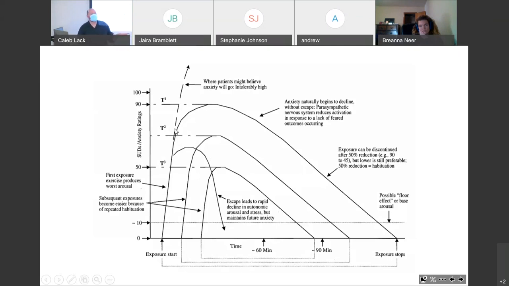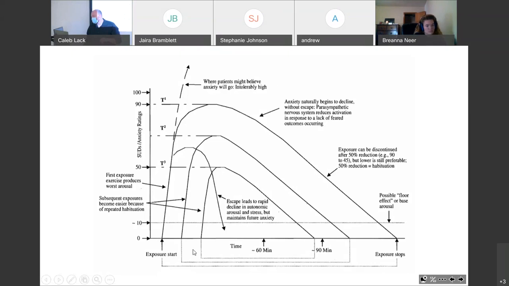Reality is, yes, when we prevent the use of your typical escape, avoidance, compulsion, your anxiety will increase, but it can only get so high. And then it levels off, because it can only stay so high for so long. And then it starts to go down. And then we wait until it decreases at least 50%, and then we'll do it again.